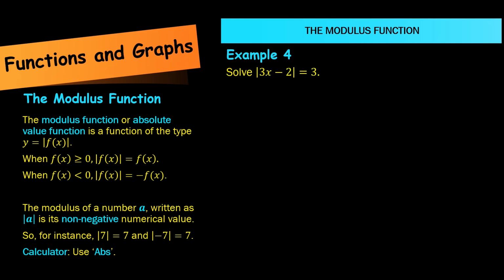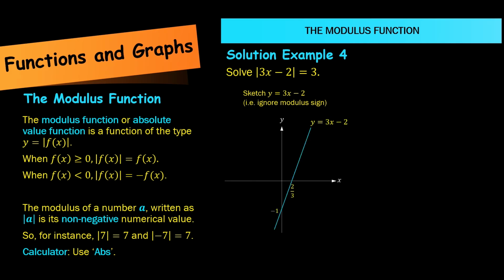Now let's have a go at another example. We are required to solve mod 3x minus 2 equals 3. So let's solve this. We begin by sketching the left-hand side and the right-hand side separately. So first sketch y equals 3x minus 2 rather than y equals mod 3x minus 2, as shown here. Next we sketch y equals 3.